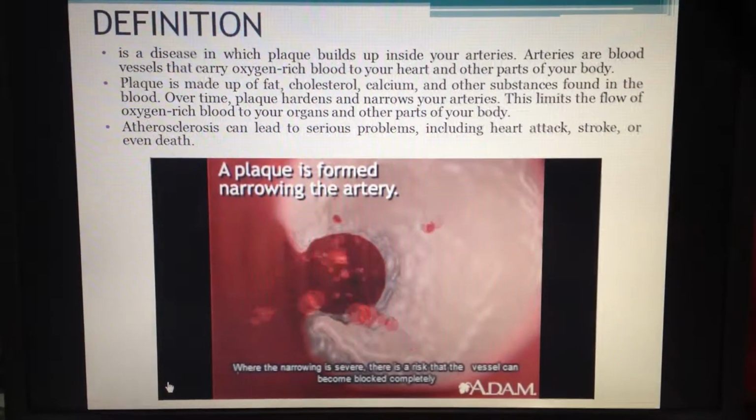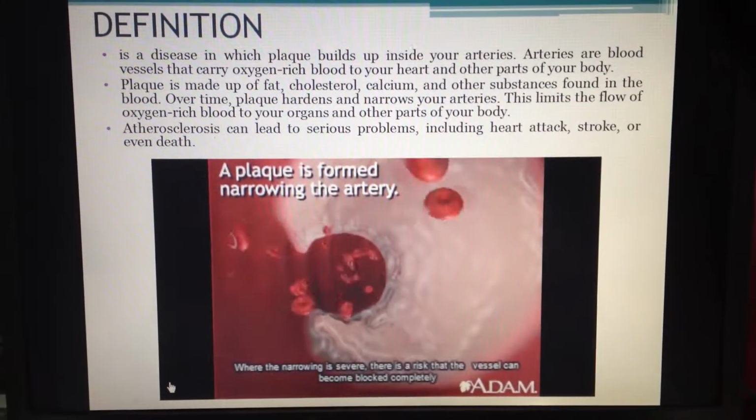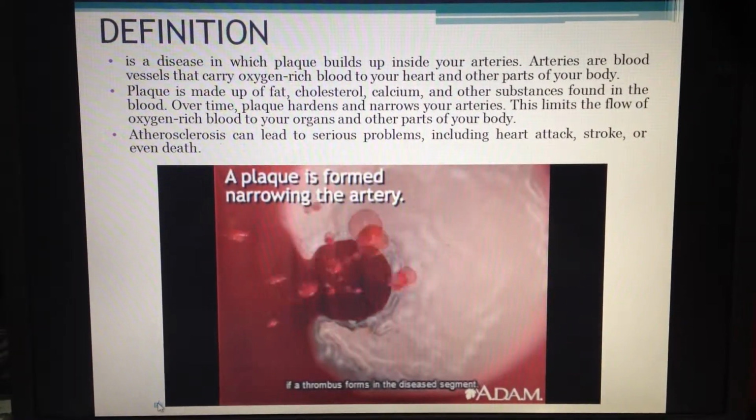Where the narrowing is severe, there is a risk that the vessel can become blocked completely if a thrombus forms in the diseased segment.